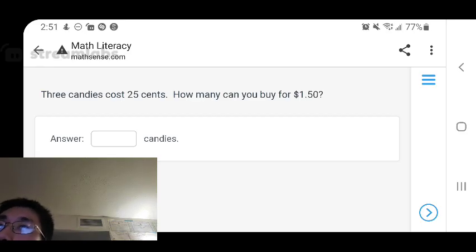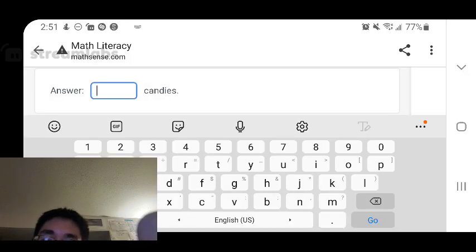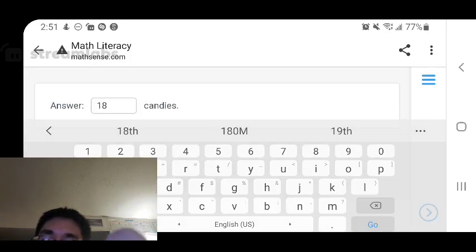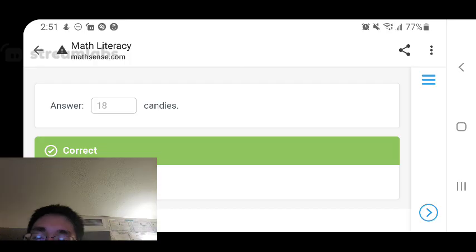3 times 4 is 12. That's $1. Plus 6. That's 18 candies for $1.50. But if we want to show our work, and go more in depth, yeah, I can do x equals 25 over 3. That might be much harder to do.